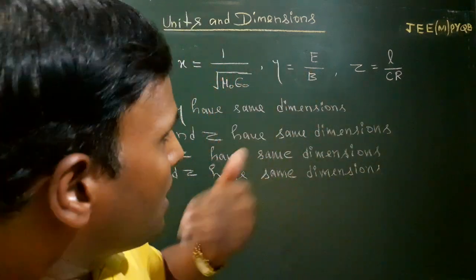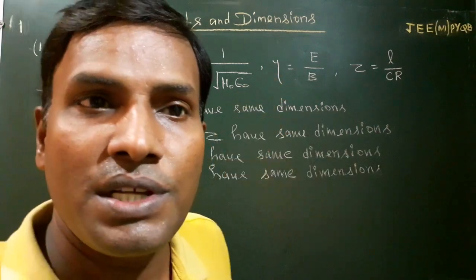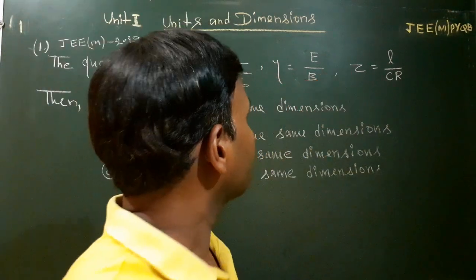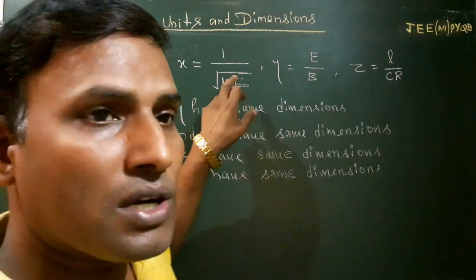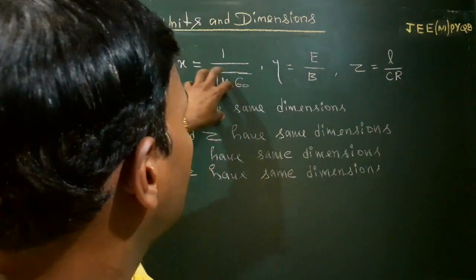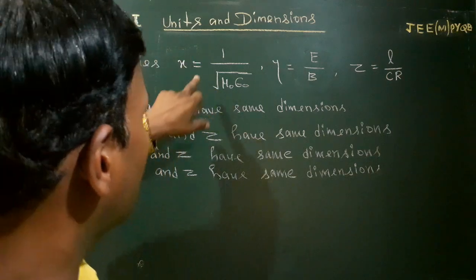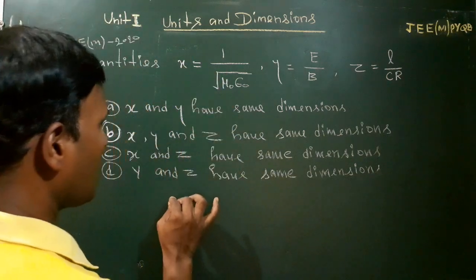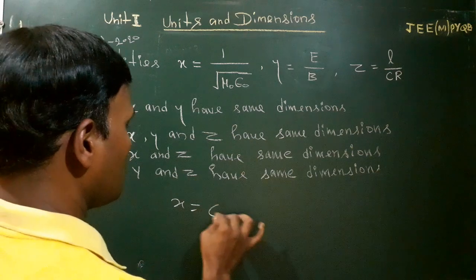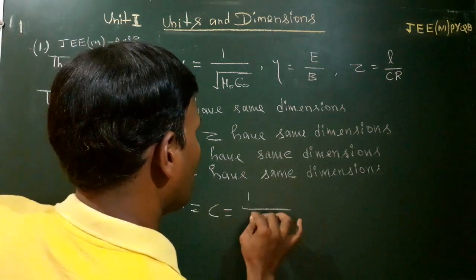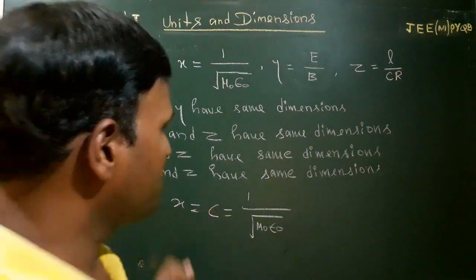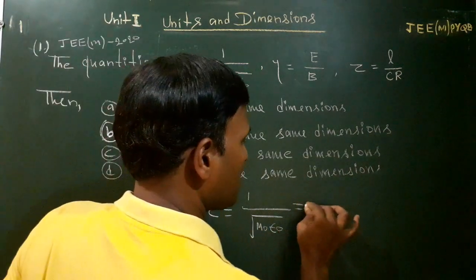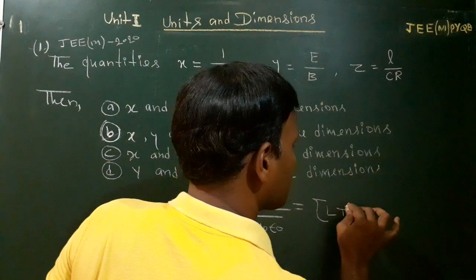How can we apply the whole concept of physics? We start from here. X is given as 1 by root of mu naught epsilon naught, and in modern physics and light we have seen this equation already. What is x here? X here is c, that is 1 upon root of mu naught epsilon naught. We know this equation: c is the speed of light, and any speed has dimension L T minus 1.